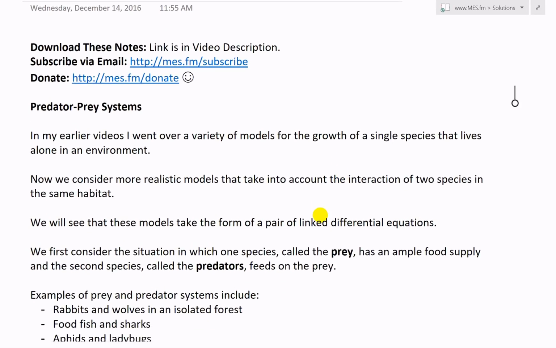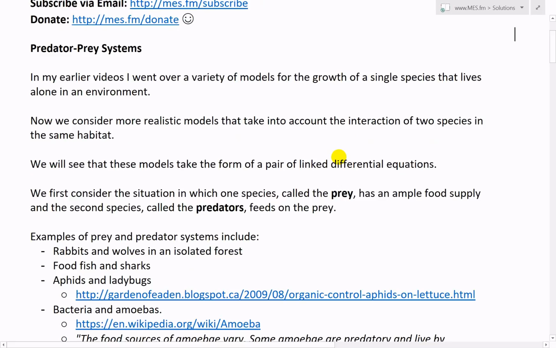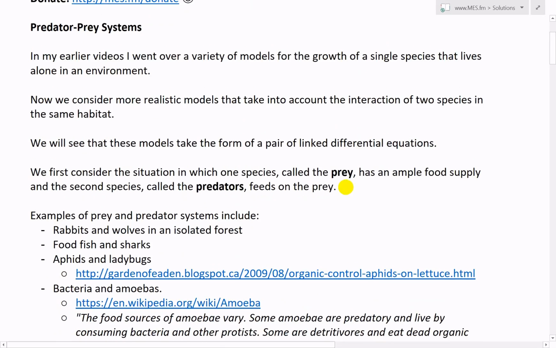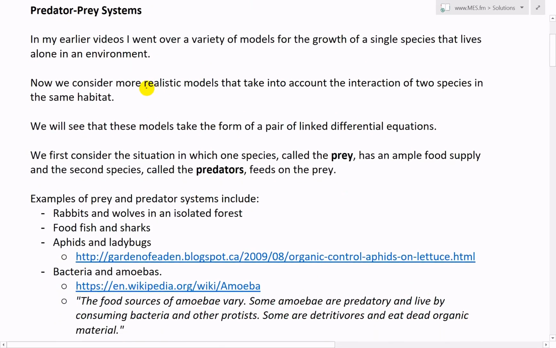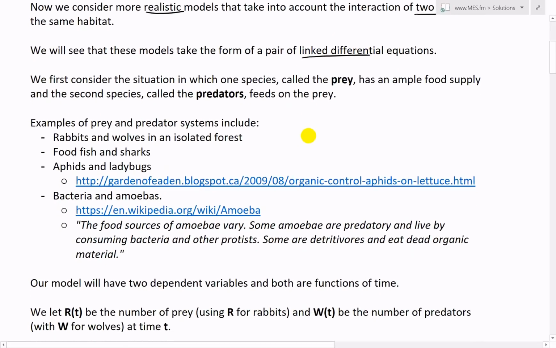So, predator-prey systems. In my earlier videos, I went over a variety of models for the growth of a single species that lives alone in an environment. You can see all those videos on population growth in the video links below. But now we consider more realistic models that take into account the interaction of two species in the same habitat. And we will see that these models take the form of a pair of linked differential equations, as opposed to just one.